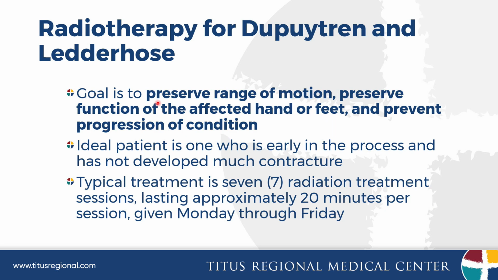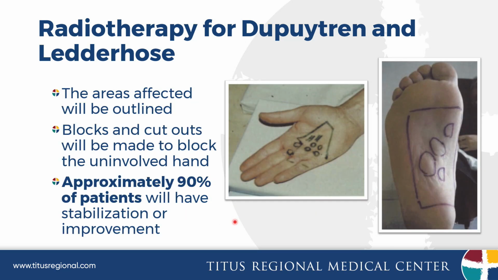When we deliver radiation therapy for patients with Dupuytren and Ledderhose disease, the goal of treatment is to preserve motion, to preserve the function of the affected hand or feet, and prevent progression of the condition. The ideal patient for radiation therapy is one who is early in the process and has not developed much contracture. That is, they're still able to lay their hand flat on the table in the case of Dupuytren. And typically, we would administer 7 radiation treatments, with each treatment lasting approximately 20 minutes, given Monday through Friday until a patient is done with radiation treatment.